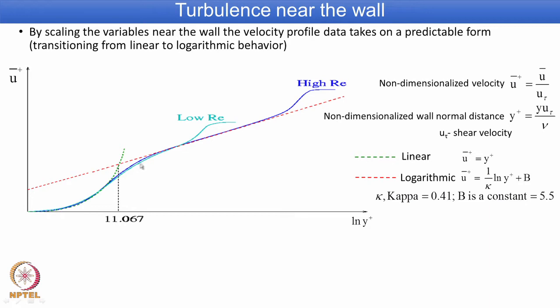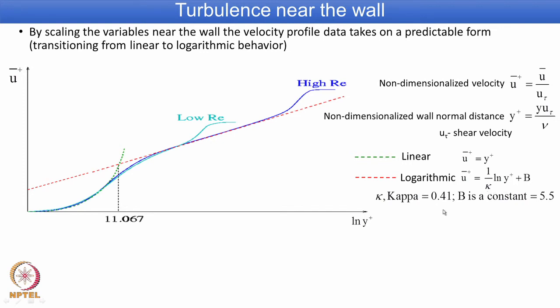Then the next zone is the buffer zone. We will not talk about it right now. We have the log region; the third zone is the log region, and the expression for the log region is given here, that is u bar plus equals 1 over kappa ln y plus plus b.